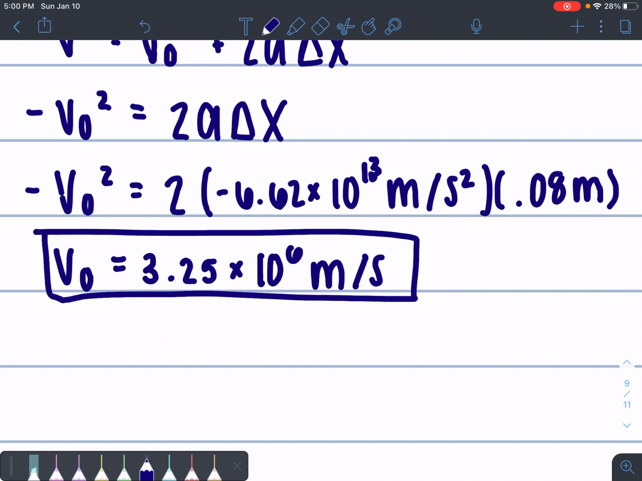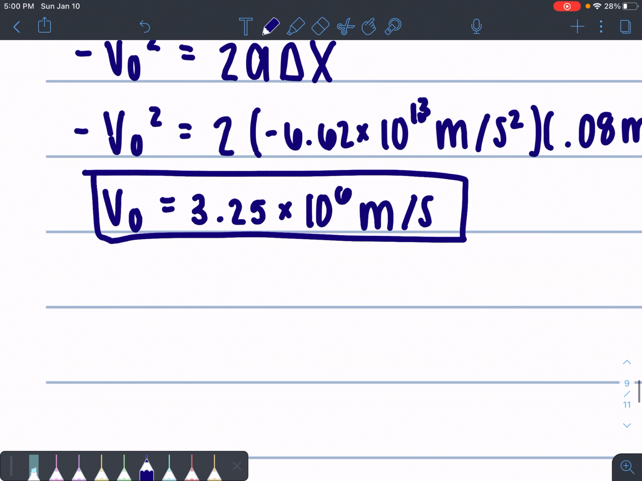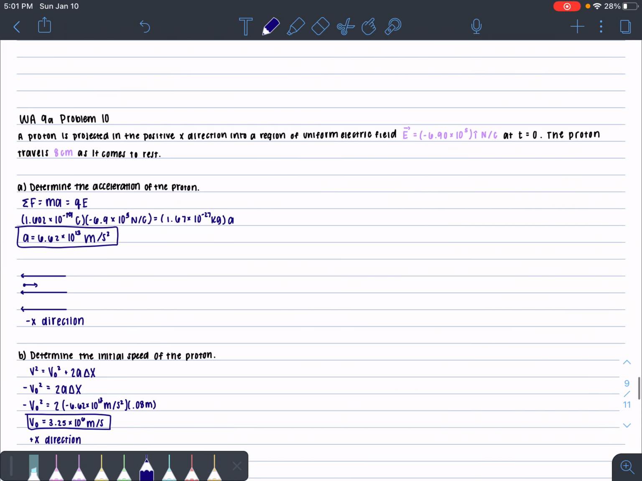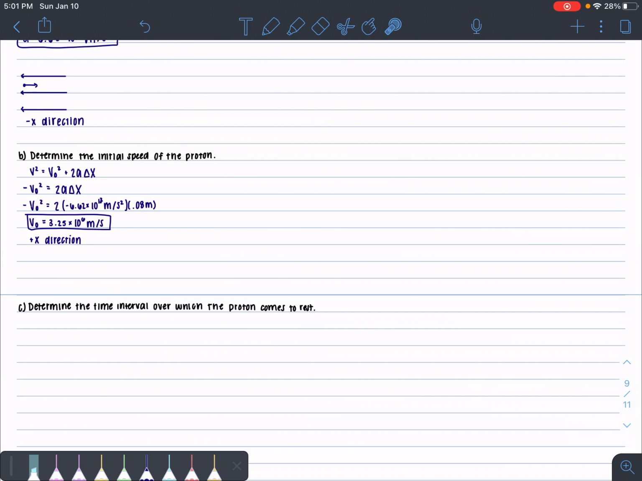And it also asks for the direction, and the direction is in the positive x direction because it's still moving this way. Even though it's slowing down, it's moving in the positive x direction. And velocity is displacement over time.